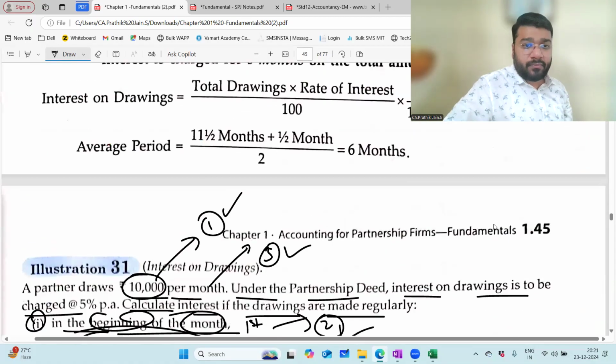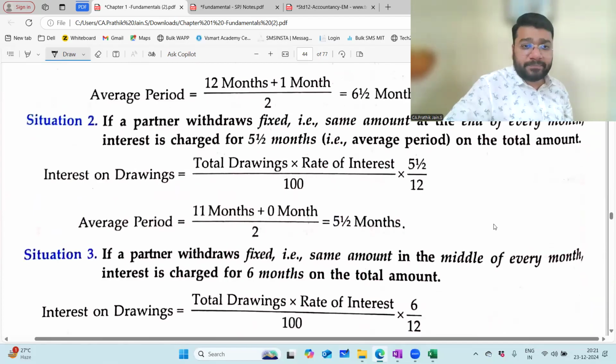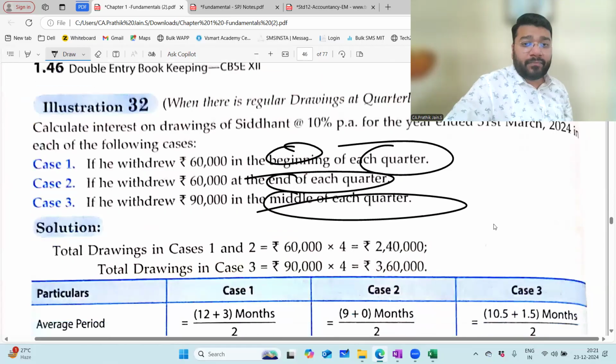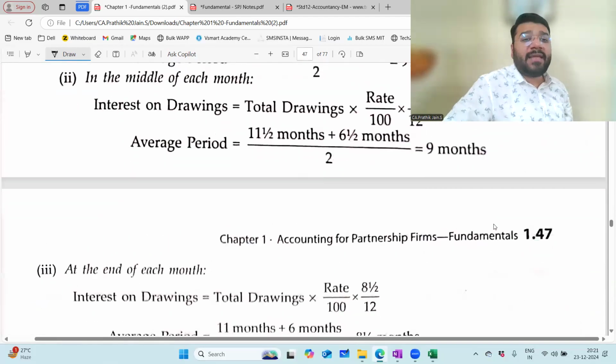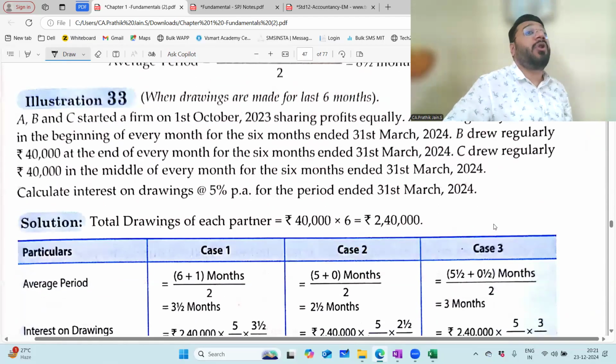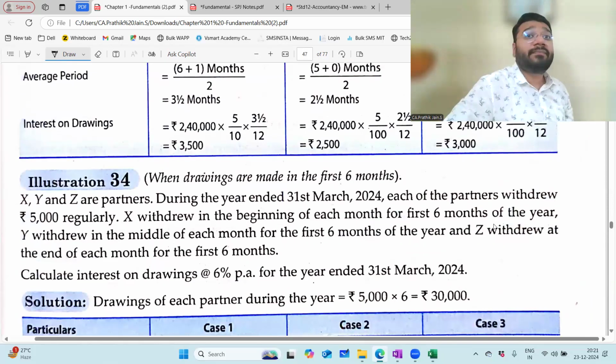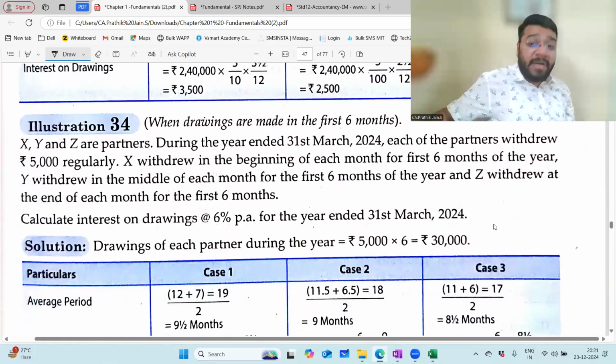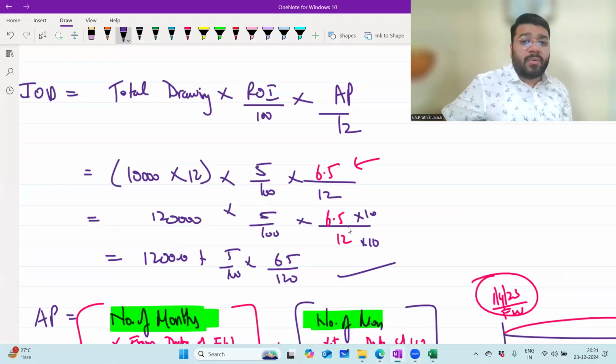I want every single person to open your mouth and answer. Is anybody having any difficulty in calculating the interest on drawing under the simple method, product method, average period method? No, sir. Middle of the month, you want to know how to calculate? Okay, we'll do one more.